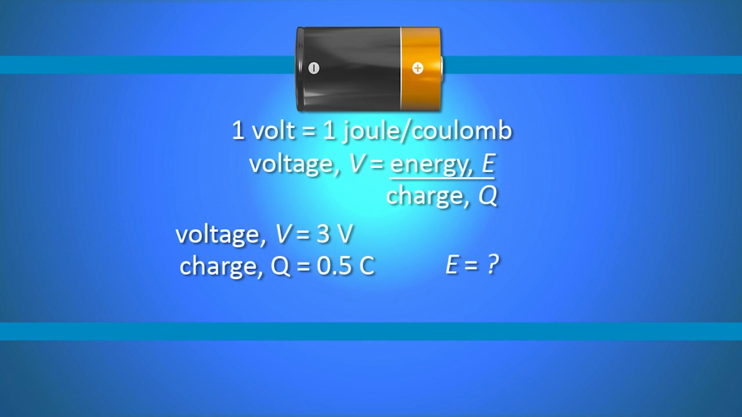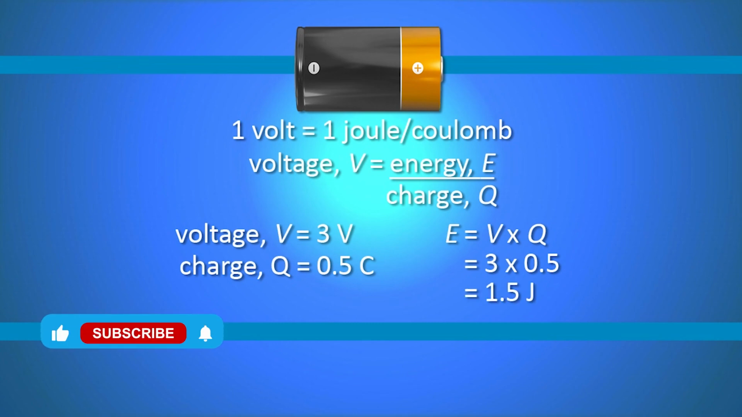Let's check your answer. If voltage is energy divided by charge, we can rearrange to energy equals voltage times charge. That's 3 volts times 0.5 coulombs, giving us 1.5 joules of energy.